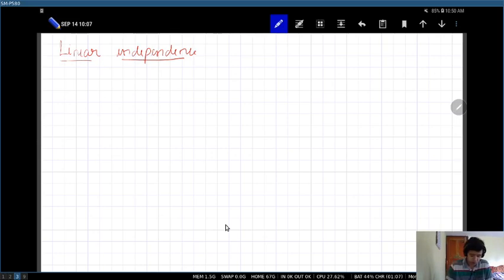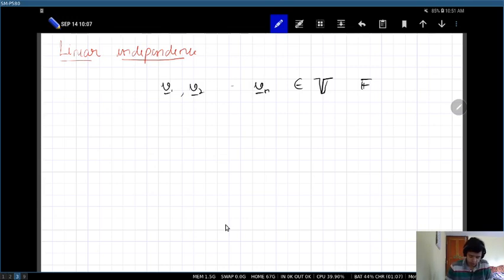So what do we mean by linear independence? Suppose that we are given a set of n vectors v1, v2, up to vn. All of these belong to some vector space defined over a suitable field F.